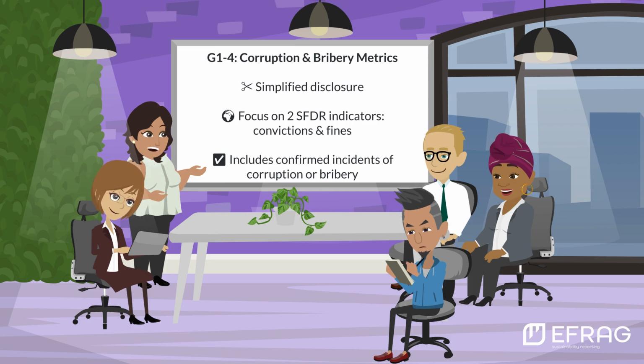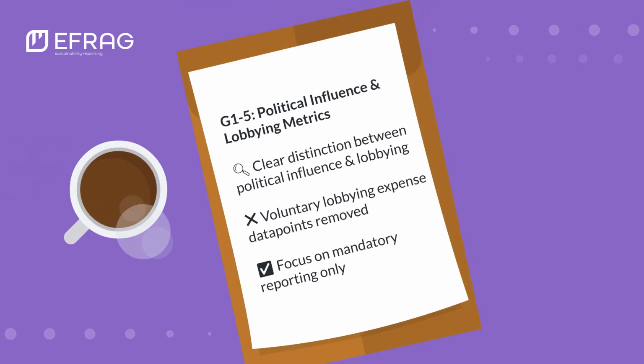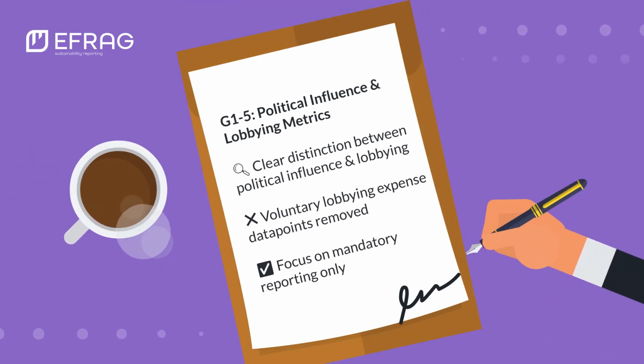G1.4, metrics related to incidents of corruption and bribery. This section has been simplified, and it now focuses on two SFDR indicators on convictions and fines, along with a single provision covering confirmed incidents of corruption or bribery. G1.5, metrics related to political influence and lobbying activities. This disclosure more clearly distinguishes political influence and lobbying activities. It also removes voluntary data points related to lobbying expenses, narrowing the scope to what's mandatory to report.